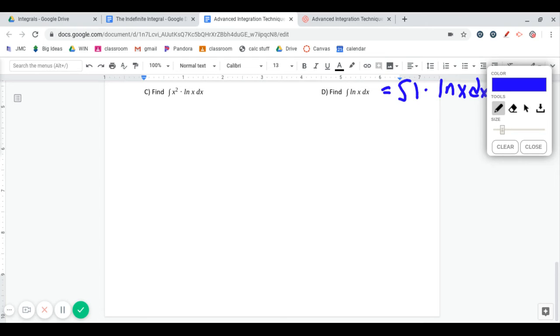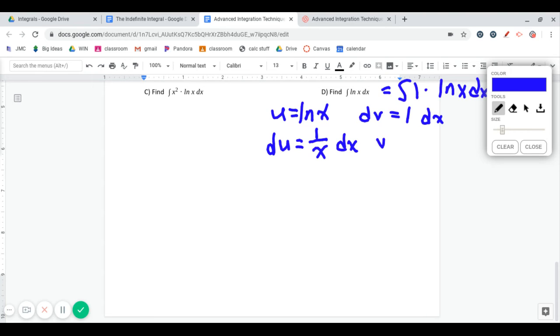Alright, so u equals the natural log of x, and dv is going to be 1 dx. Let's find du. That's the derivative of natural log of x, which is 1 over x dx. And then v is the integral of 1, which is just x.